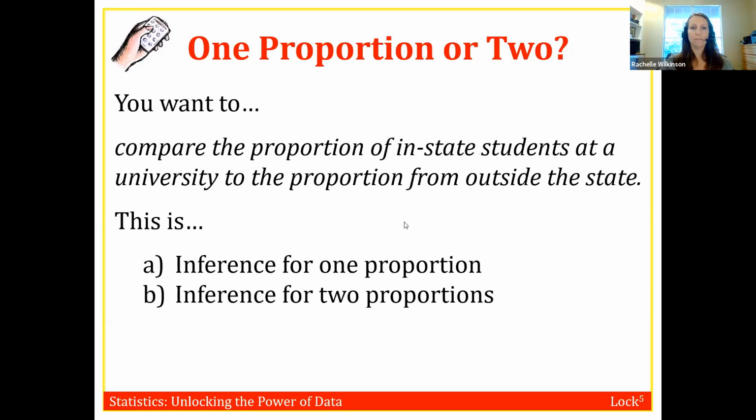Okay, here's another one. This time, we want to compare the proportion of in-state students at a university to the proportion from outside the state. So is this 1 proportion or 2 proportions?